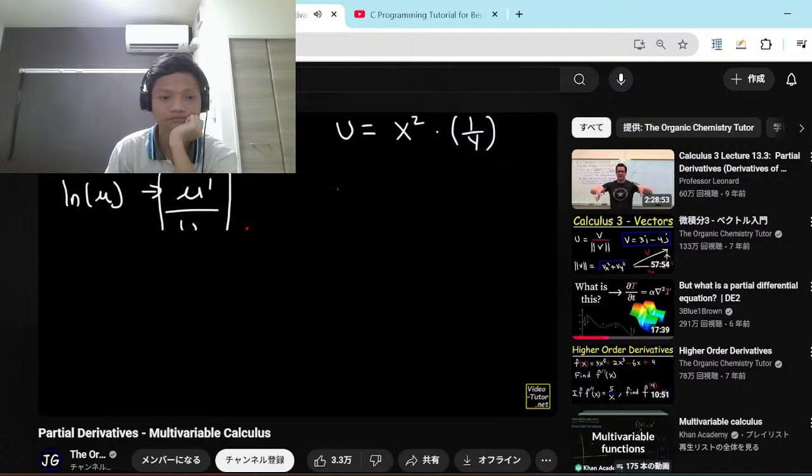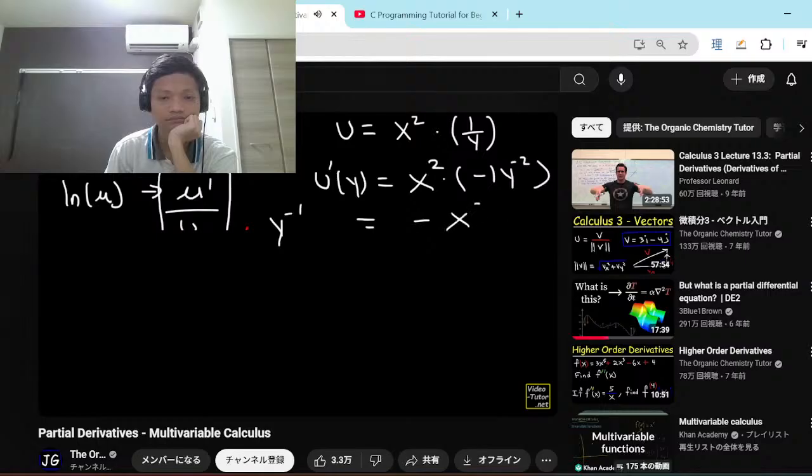Now let's find it with respect to y. So let's find u prime with respect to y. So x squared is going to be treated as a constant times something, right? Now 1 over y is y to the minus 1, and the derivative of y to the minus 1 is negative 1 times y to the minus 2. So u prime with respect to y is negative x squared times 1 over y squared.